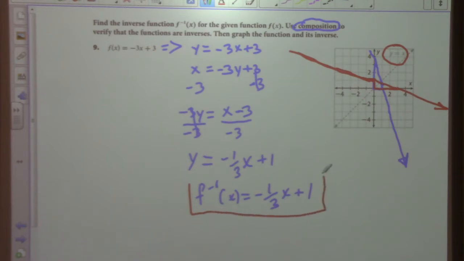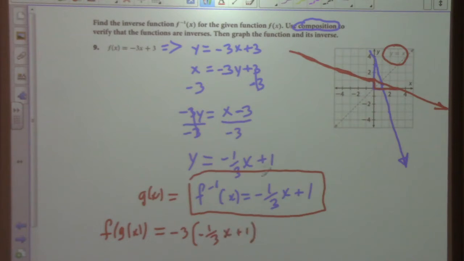Okay, so we have this. I want to briefly mention, as far as composition, a composition of functions would be like f of g of x. So I'm going to do a composition here, and for f of g of x, we'll say this right here is g of x, and we're going to put this function inside of this one here. So we're going to have -3, and then in the place of x here, we're going to put -1/3 x plus 1, and then we have this plus 3. So you see what I did? In the place of this x here, I put this whole function right in here.